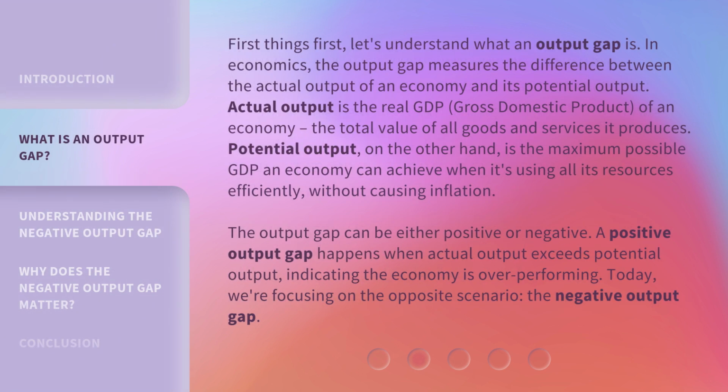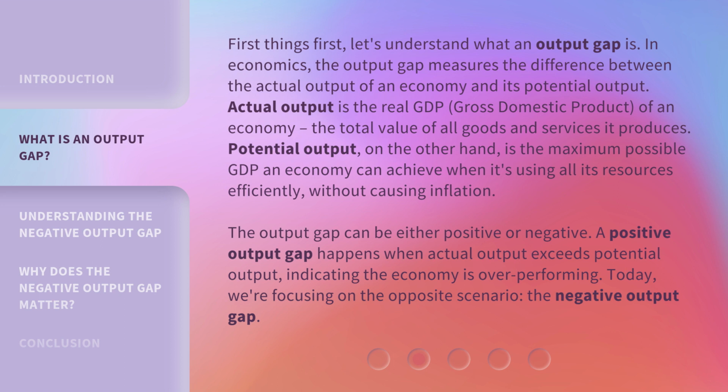First things first, let's understand what an output gap is. In economics, the output gap measures the difference between the actual output of an economy and its potential output. Actual output is the real GDP, gross domestic product, of an economy, the total value of all goods and services it produces. Potential output, on the other hand, is the maximum possible GDP an economy can achieve when it's using all its resources efficiently, without causing inflation.